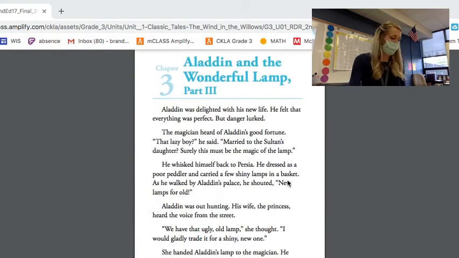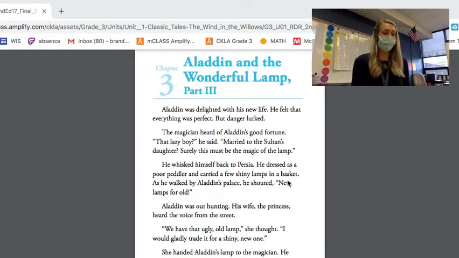Aladdin and the Wonderful Lamp, Part 3. Where is this story so far taking place? Joey, where is this story taking place? Okay, great. Who are our characters so far? Emery. We have Aladdin. Who else do we have? Grayson? We have the princess. Fabulous. Brock, who else do we have? We have Aladdin's uncle, that's a really nice uncle. Good. We have Aladdin's uncle, who's really a magician.